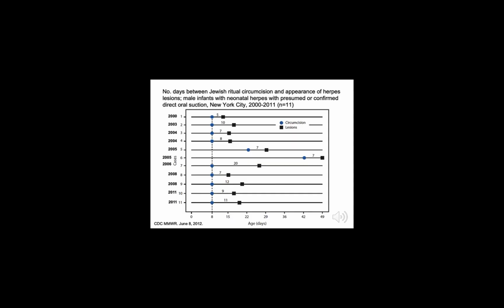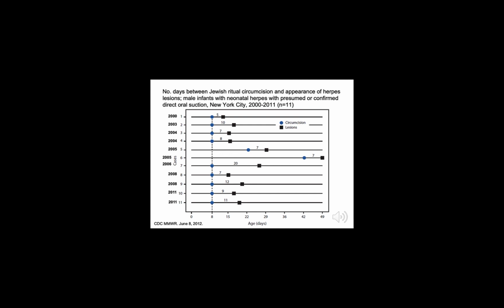Now I'm going to take a couple of minutes to talk about these cases that I have alluded to throughout the presentation, cases of neonatal herpes following ritual Jewish circumcision with direct orogenital suction. And this is a practice that occurs in some, not all, but in some ultra-Orthodox Jewish sects. These are cases we published in the MMWR in June of 2012, showing the relationship in the chronology of circumcision and development of herpes lesions in a set of what was then 11 cases.